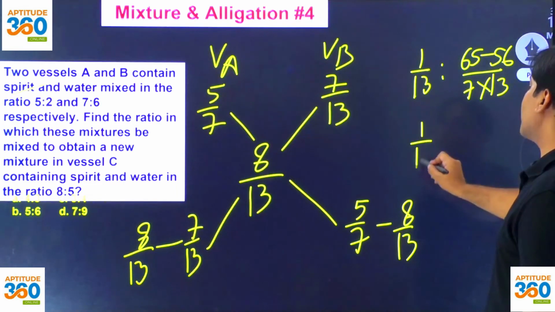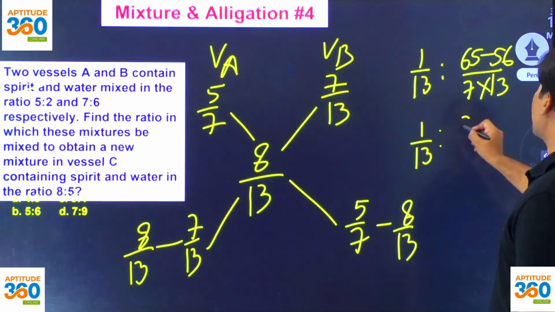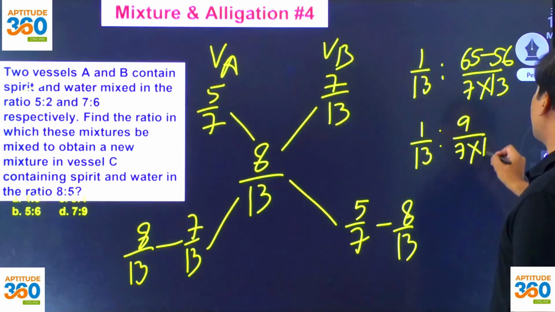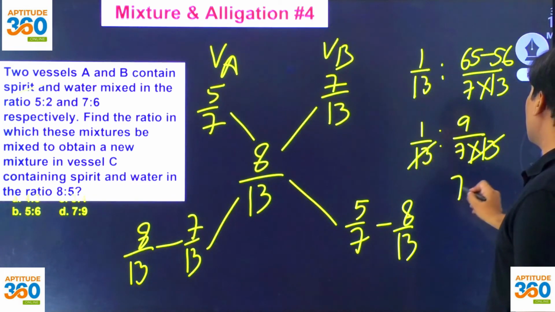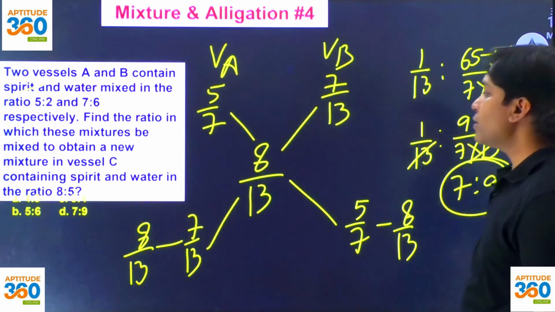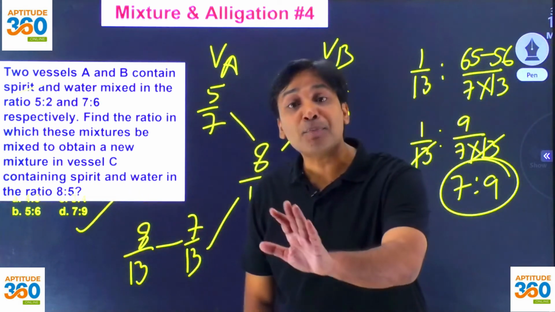अच्छा, ये कैलकुलेशन यहाँ पे थी. So this one is coming out as 9, 7 and 13. So 13 and 13 gone. And this one comes out as 7:9. 7:9 आंसर है. क्या ये प्रॉब्लम सिंपल है?